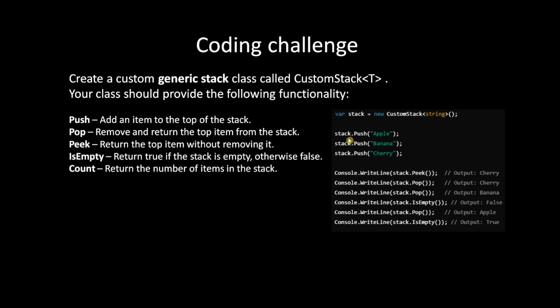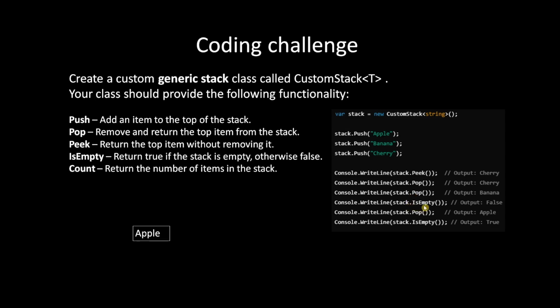For example, when we do stack.Push, it should add an item to the top of the stack. So when we run this line of code, it should put apple. When we run this line of code, it should put banana at the top. And when we run this, it should put cherry at the top. Now if we run the Peek method, then it should only return the top item without removing it. So it should return cherry but should not remove it. But if we run stack.Pop, then it should return cherry and remove cherry from the top. Now if we run Pop again, it should return banana and remove banana as well.